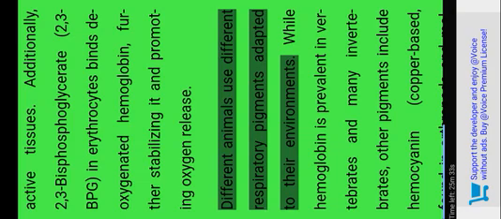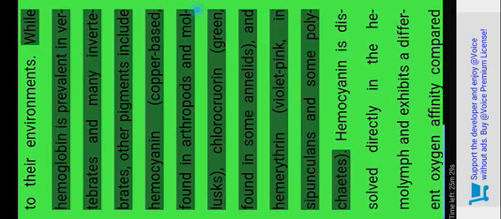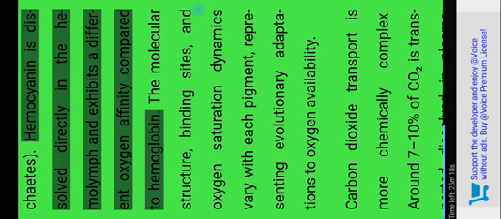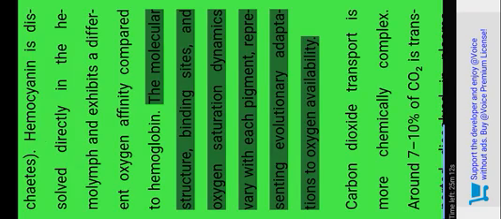Different animals use different respiratory pigments adapted to their environments. While hemoglobin is prevalent in vertebrates and many invertebrates, other pigments include hemocyanin, copper-based, found in arthropods and mollusks, chlorocruorin, green, found in some annelids, and hemerythrin, violet-pink, in sipunculids and polychaetes. Hemocyanin is dissolved directly in the hemolymph and exhibits a different oxygen affinity compared to hemoglobin. The molecular structure, binding sites, and oxygen saturation dynamics vary with each pigment, representing evolutionary adaptations to oxygen availability.